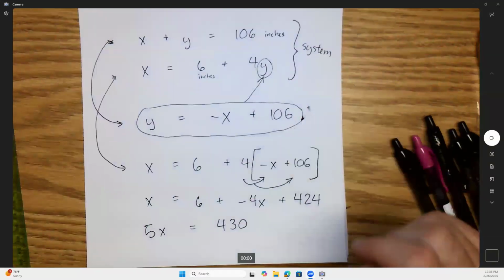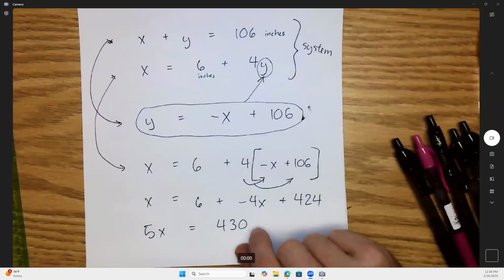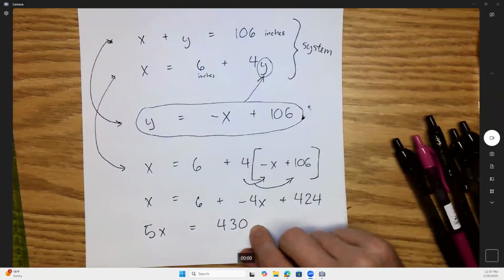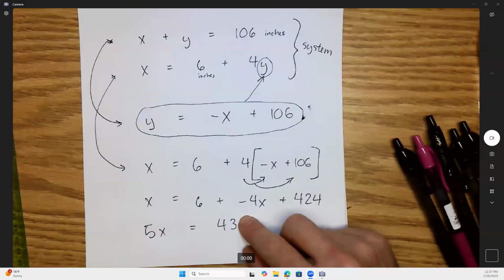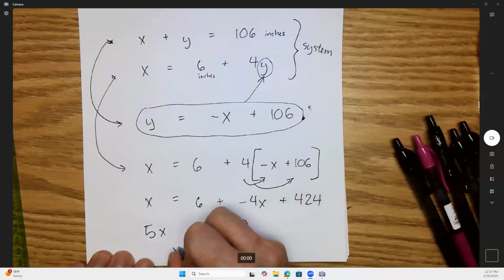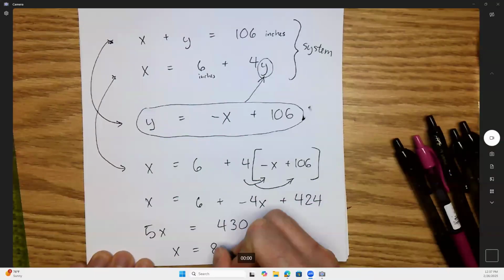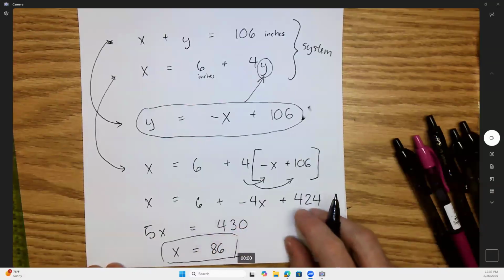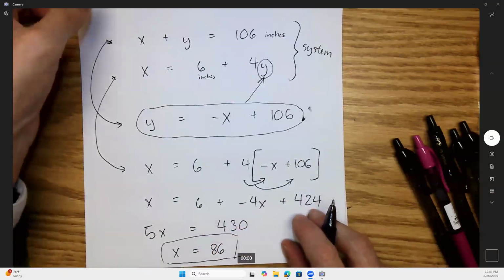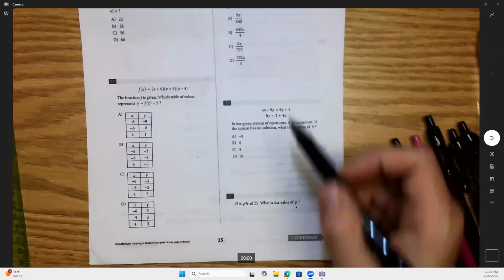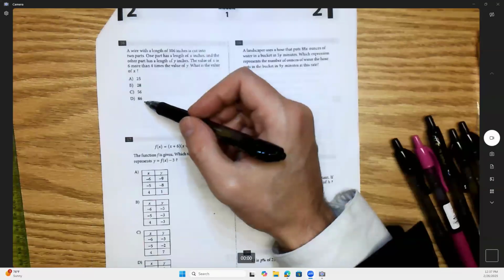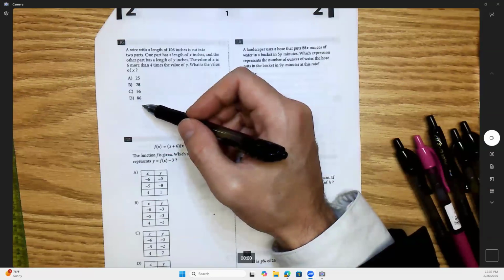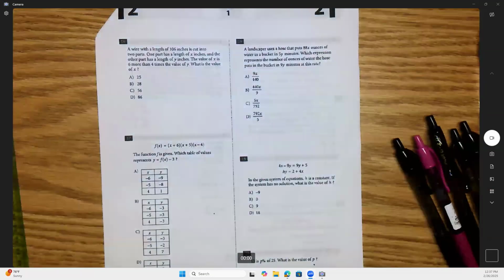Now, guys, dividing by 5 is the same thing as dividing by 10 times 2. I'm saying that because you could actually do this without a calculator. What is 430 divided by 10? 43. What is 43 times 2? 86. That's the answer. So number 16, we do have multiple choice. The answer is D, 86. If you wrote D, give yourself a check mark.